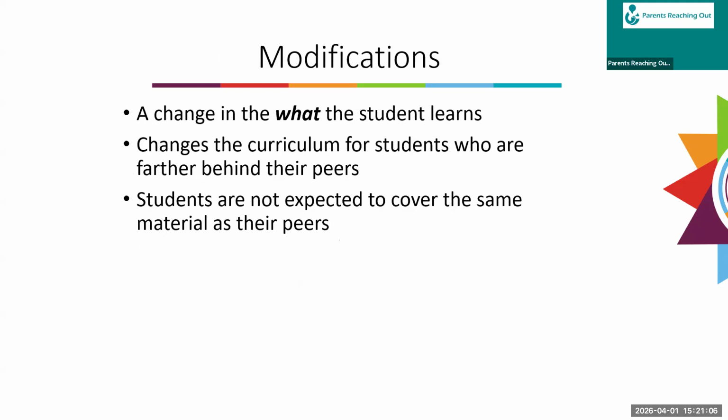So a modification is a change in what the student learns. So accommodations, remember, were just a change in how they did their work or learned something. A modification is changing what they learn. So this is changes in the curriculum for the student who are maybe farther behind than their peers. And students are not expected to cover the same material at the same time as their peers.